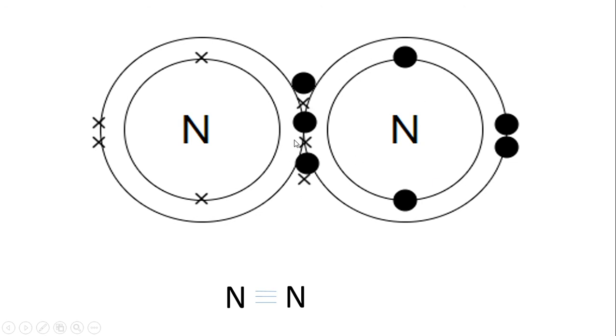These 6 electrons, 1, 2, 3, 4, 5, 6, are shared between the two atoms. That's why the two nitrogen atoms have a triple bond between them.